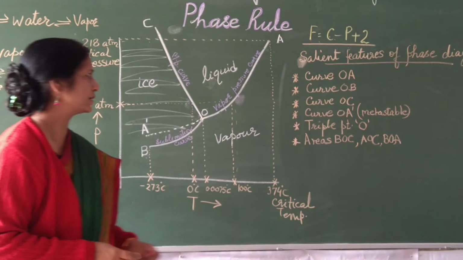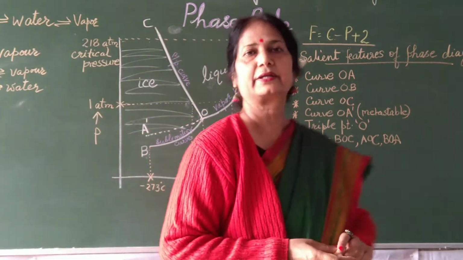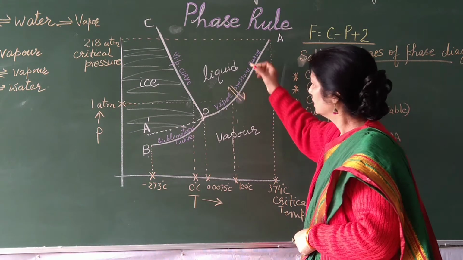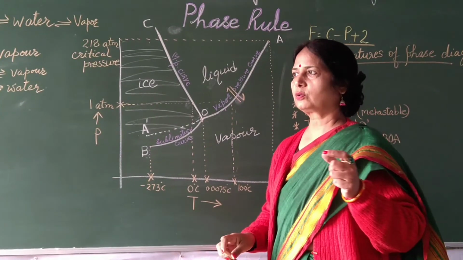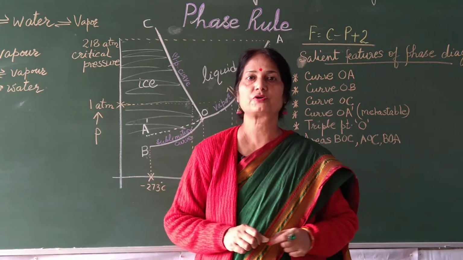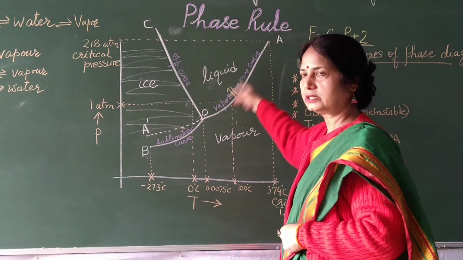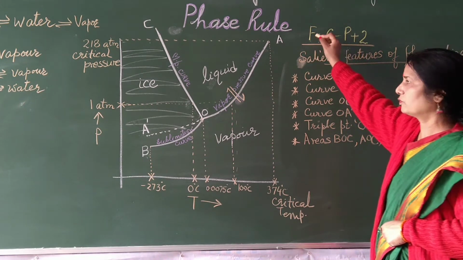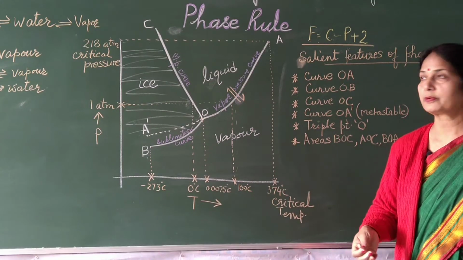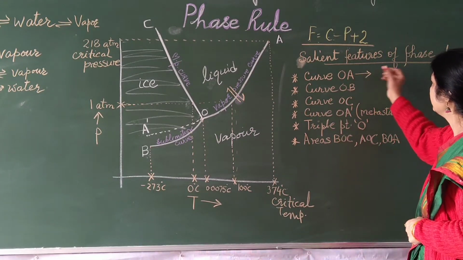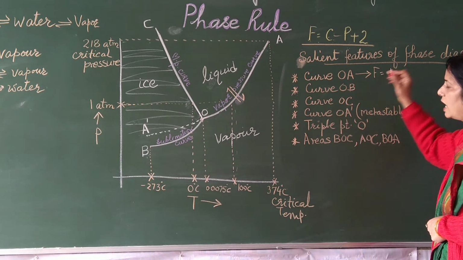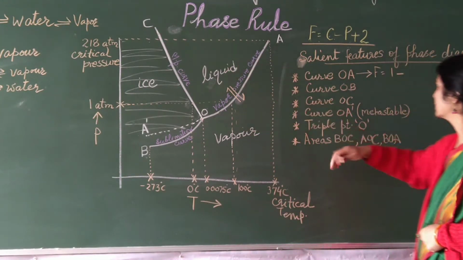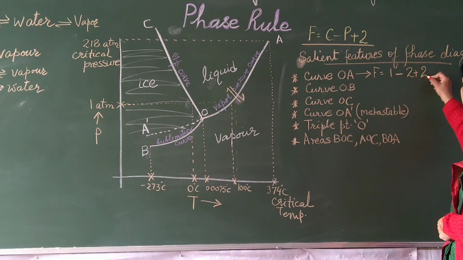The two phases which coexist in equilibrium along curve OA are the vapor phase and the liquid phase. So if we are going to calculate the number of degrees of freedom along this curve OA, as we all know, the formula for calculating F is F = C - P + 2. C will be 1, since it is a one component system. So F = 1 - 2 + 2, since two phases, the vapor phase and the liquid phase, are in equilibrium with each other, and this comes out to be 1.